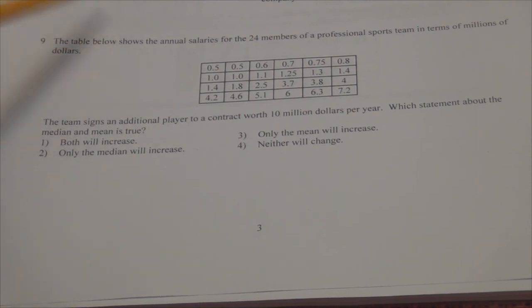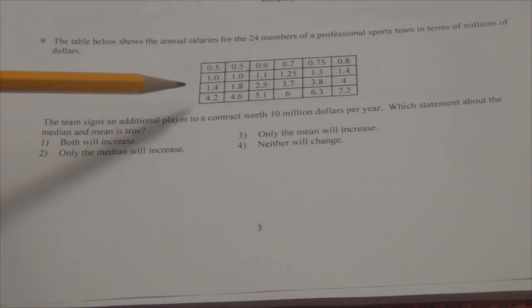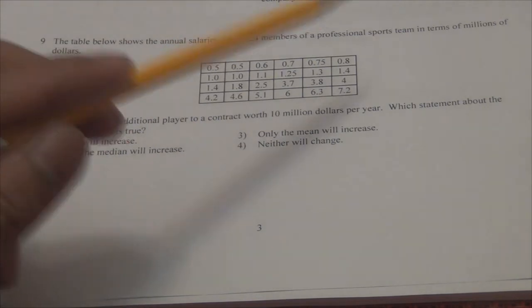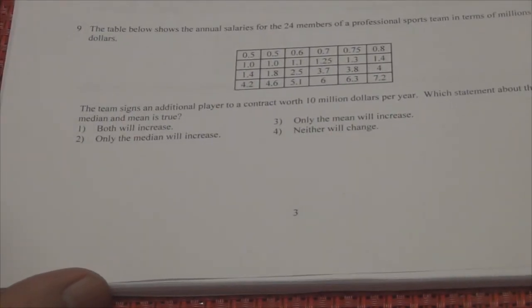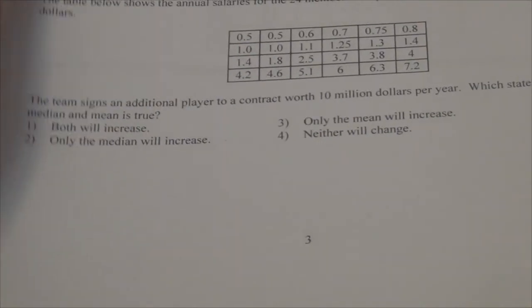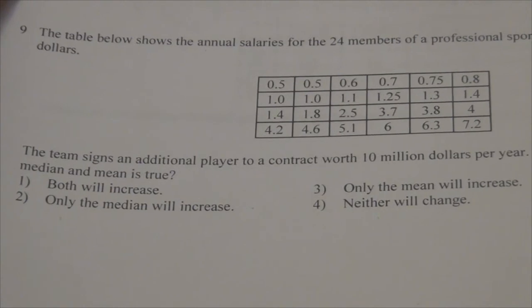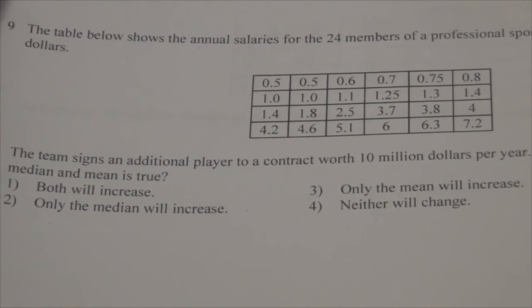So this table shows the annual salaries of 24 members of the professional sports team in terms of millions of dollars. I wish I had one of those millions, but anyways. The team signs an additional player to a contract worth $10 million per year. Which statement about the median and the mean is true? Alright, now let's get a close up and let's see what in the world is true. So that's what they're saying. Which one of these is true?